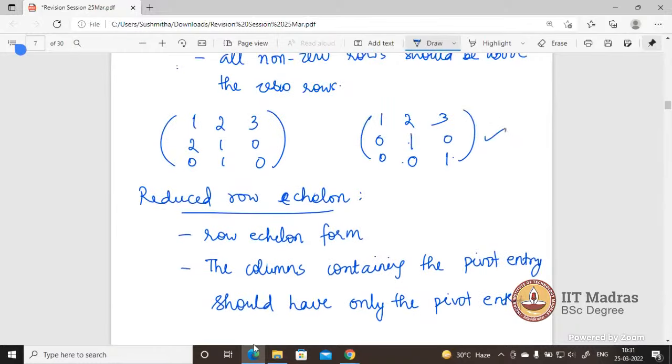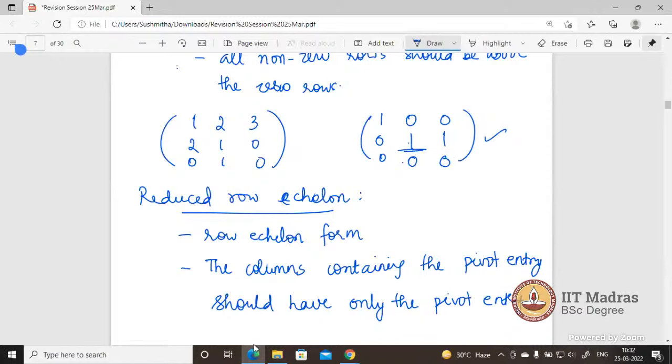So is this in reduced row echelon form? No. Why? Because this is a pivot and the column containing this has another non-zero entry. So now this is fine, but still the third column is a problem. So this has to be 0. What about this? Is this in reduced row echelon form? No. What about this? No. Why not?